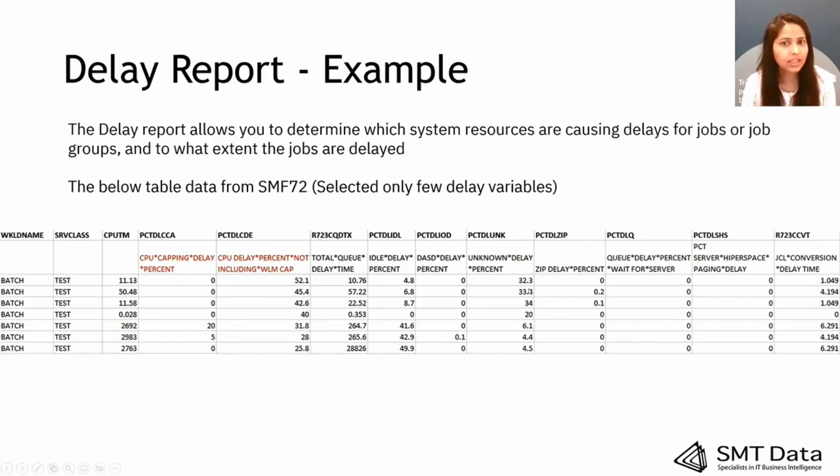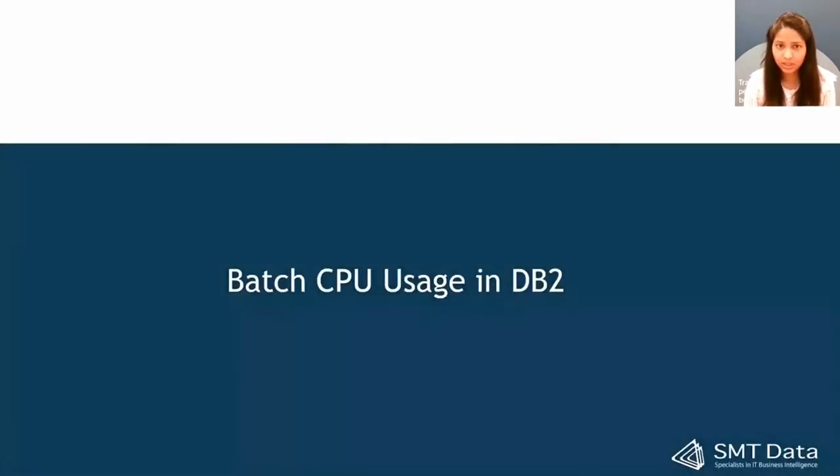Unknown delay. Unknown is outside WLM delay. If you see some of the SAS jobs, they will get a lot of unknown delay, and a lot of JCL conversion, queue delay and everything. We don't have so much time to talk about this one, so we'll move on to the next: batch CPU usage in DB2.